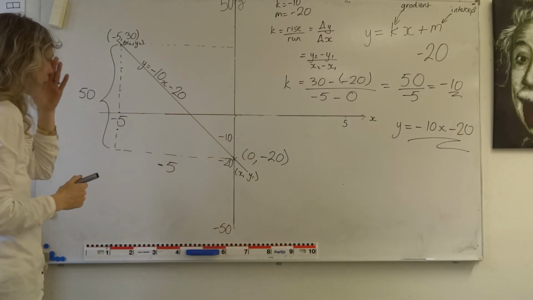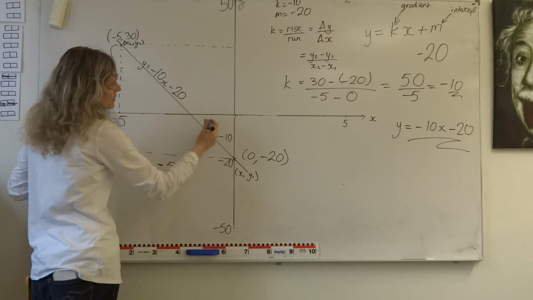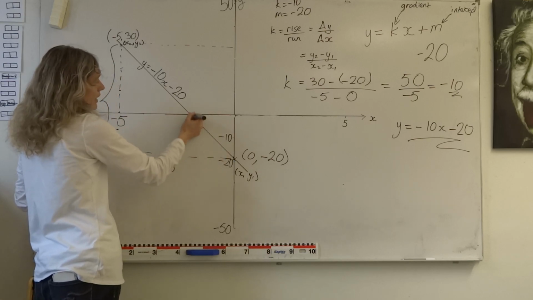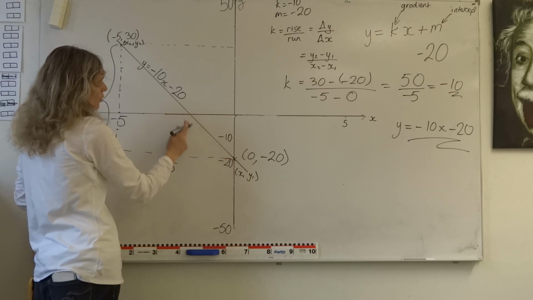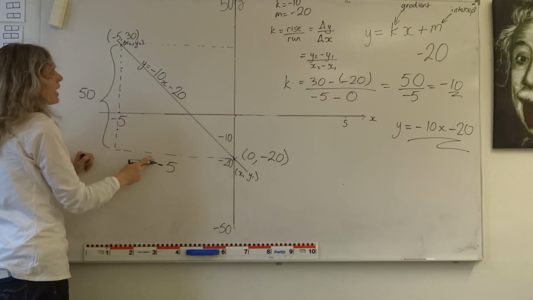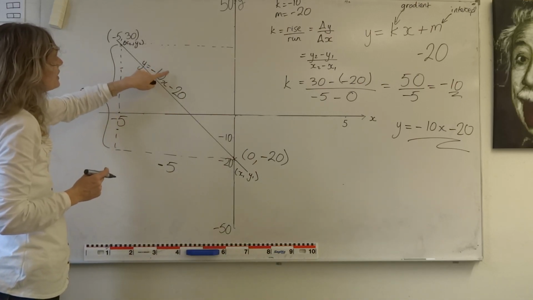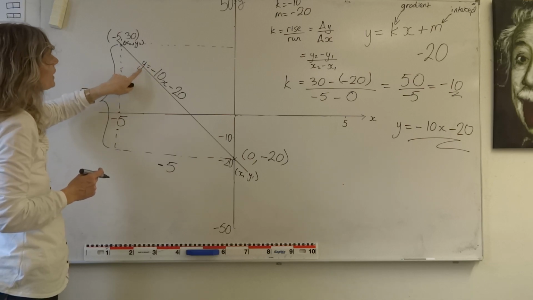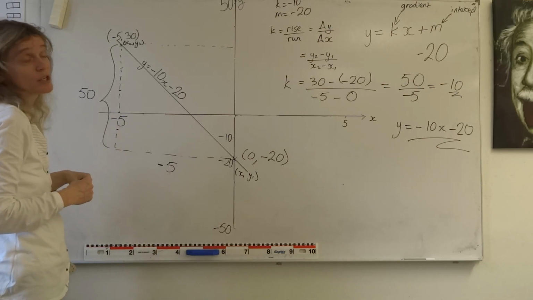And it means that for every 1 across we're going here in x, we're going 10 up. So 1 across, 10 up. So when we go 2 across in x, we're going up 20. When we go 3 across in x, we're going up 30. When we go 4 across in x, we're going up 40. Okay? And it's a negative gradient, so there's a negative number in front of x. So y equals minus 10x minus 20 is how we would work out the equation of that line.